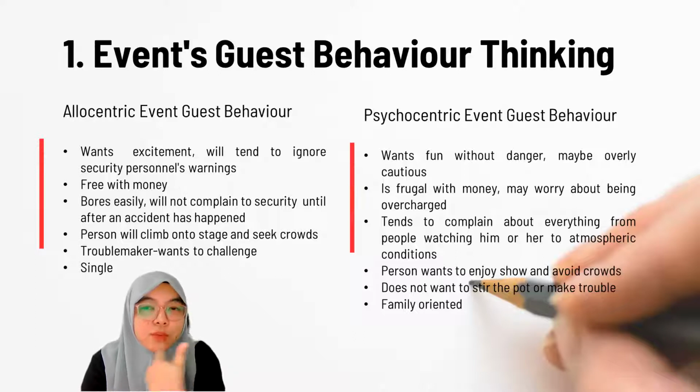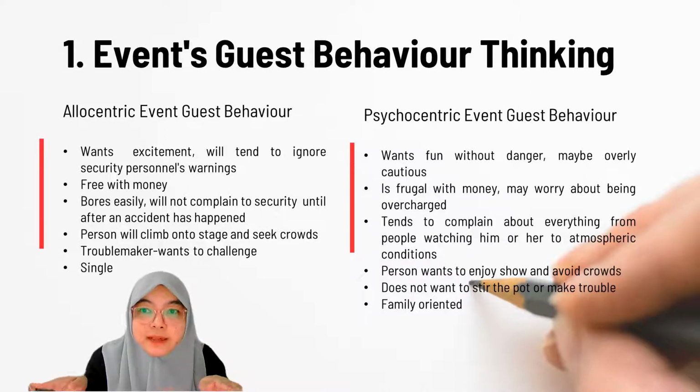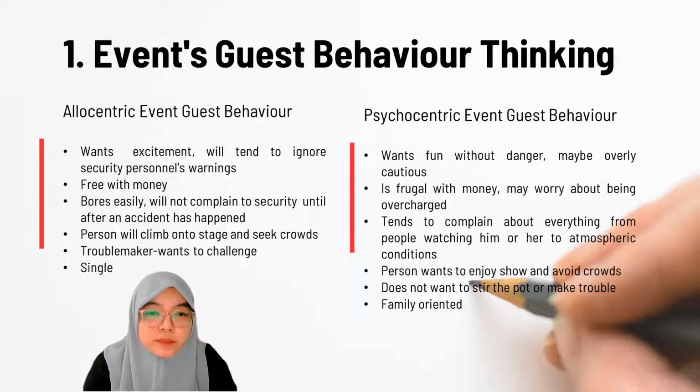It is different with psychocentric people, who tend to complain about everything, from people watching him or her to atmospheric conditions. Okay, so allocentric people will climb onto the stage and seek the crowd because they are too active. So allocentric people are very energetic and troublemakers. So this is a general behavior and thinking. Troublemakers want to challenge and stand out normally. Okay, normally. So this is the general thing.